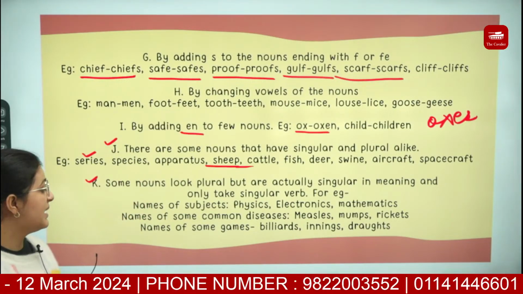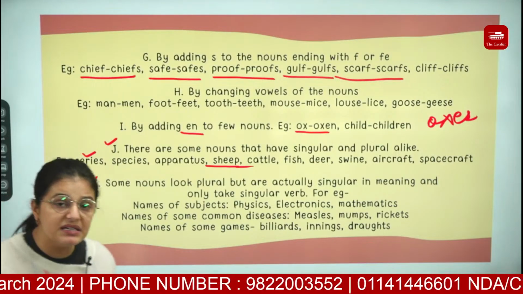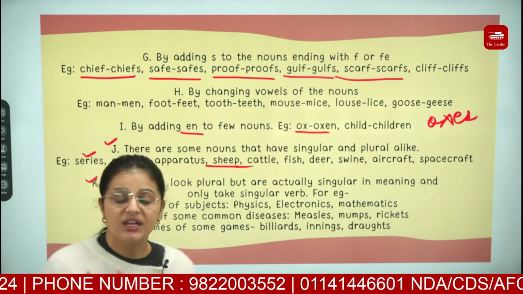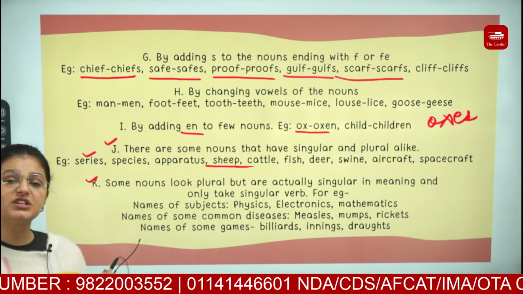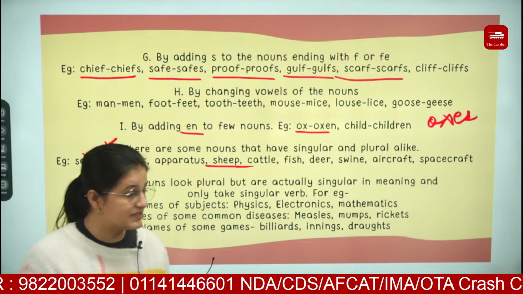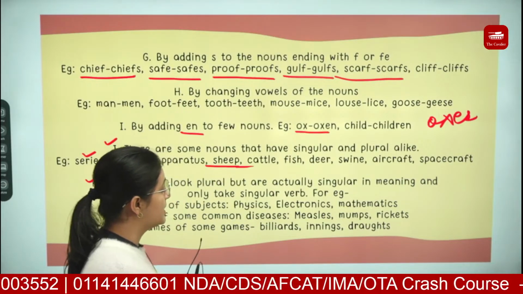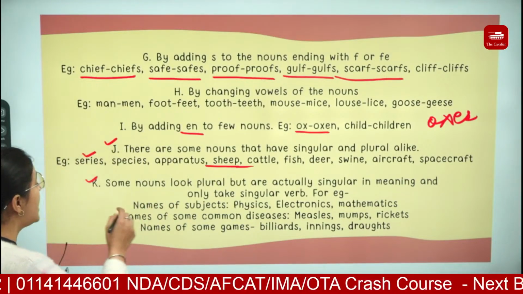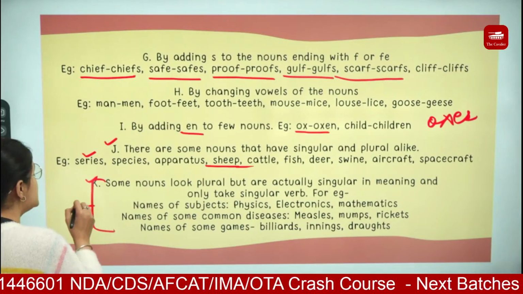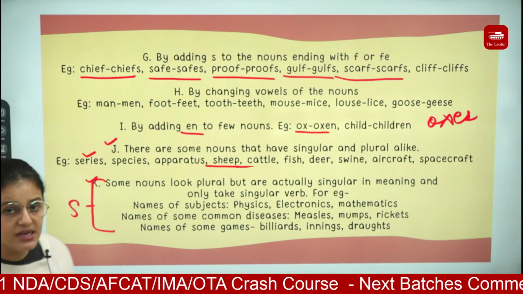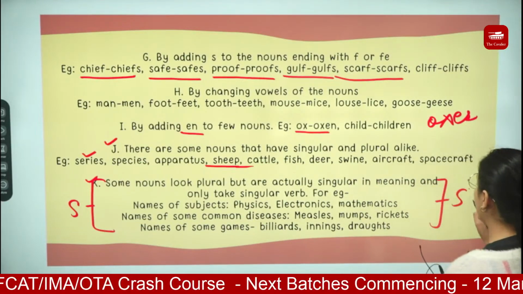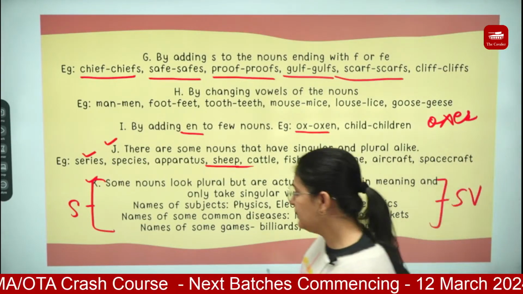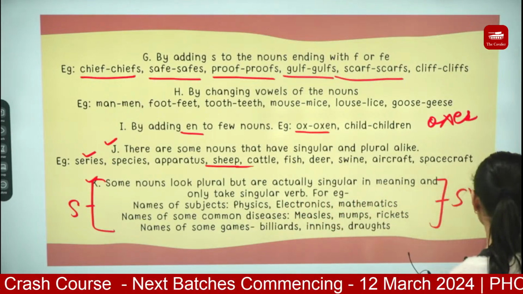Names of diseases, like measles, mumps, rickets. The third one is names of some games, like tennis, athletics, billiards, innings. These are always singular in nature, and I am going to use a singular verb with them.